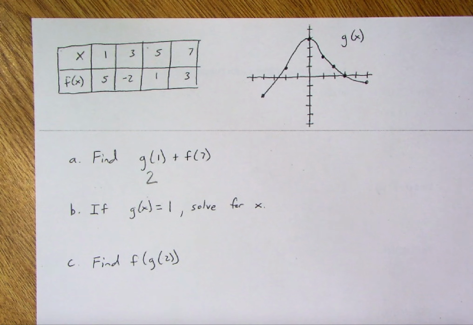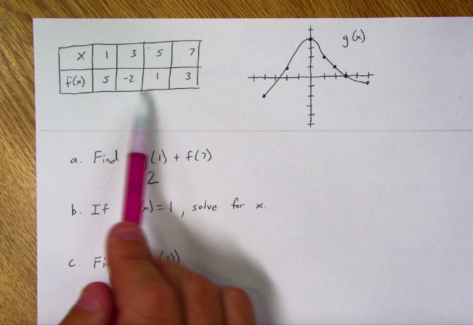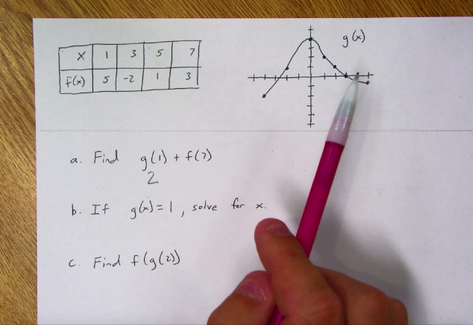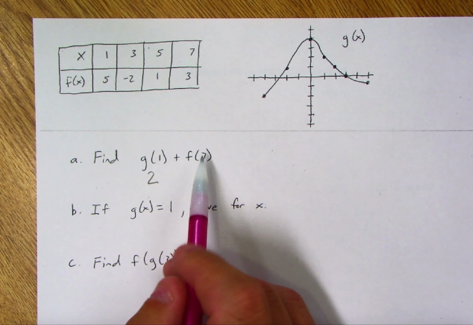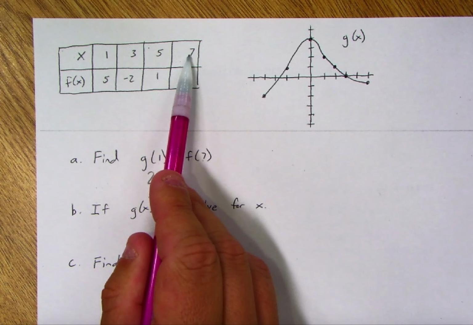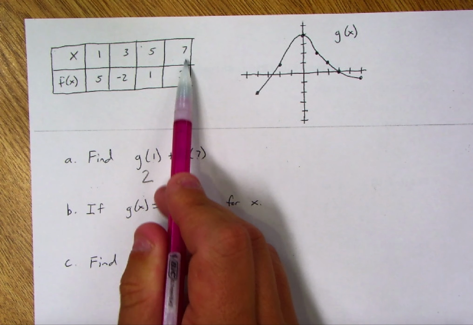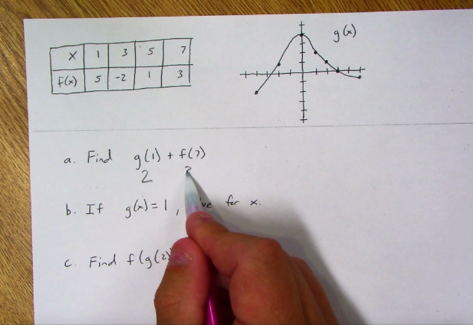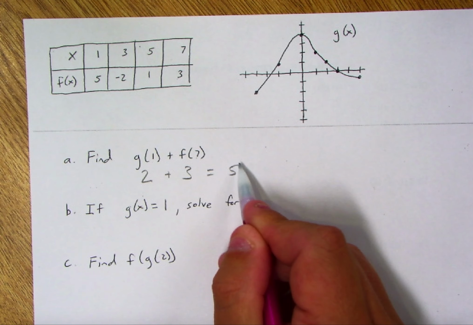That's what's being asked. F of 7, well, notice this is f of x here. This table is f of x. So we're not using the graph, we're using the table. F of 7, well, 7 is the x value. So here. And this is just saying, what's the y value when x is 7? Well, the y value is 3. So f of 7 is 3. 2 plus 3 is 5.